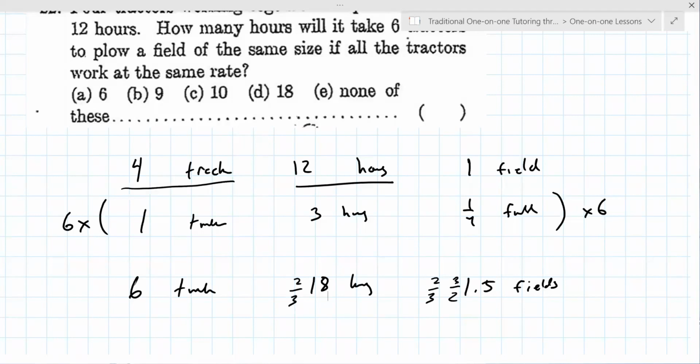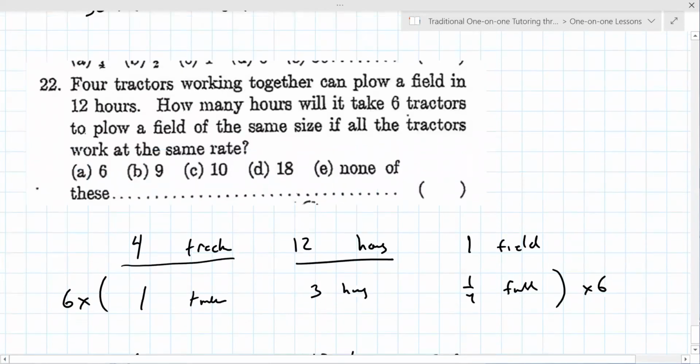A field in 12 hours. How many hours will it take 6 tractors? A field the same size. Rate and time. I want to say it's 12, but can you check if the answer is E for this one? If you got the answers. Oh, I don't have the answer for this one though. Okay, well, I'm going to say it's 12 hours. That's not right. No, it should be faster.